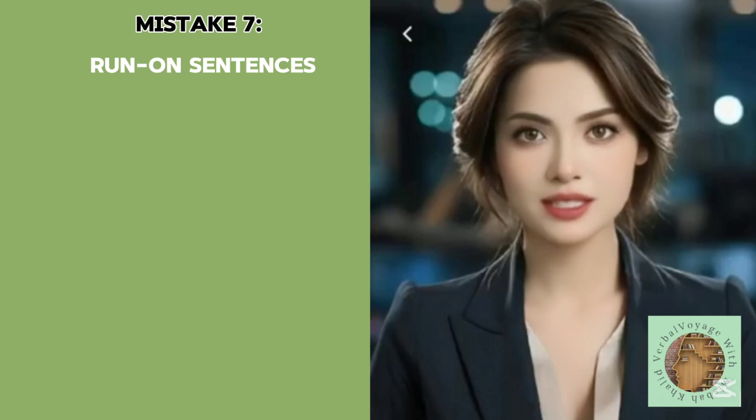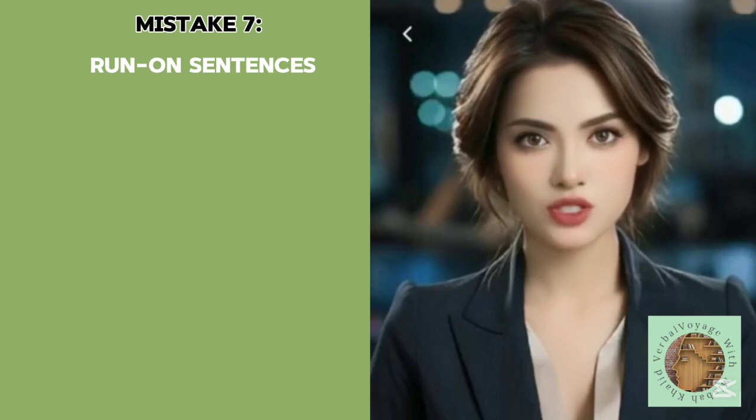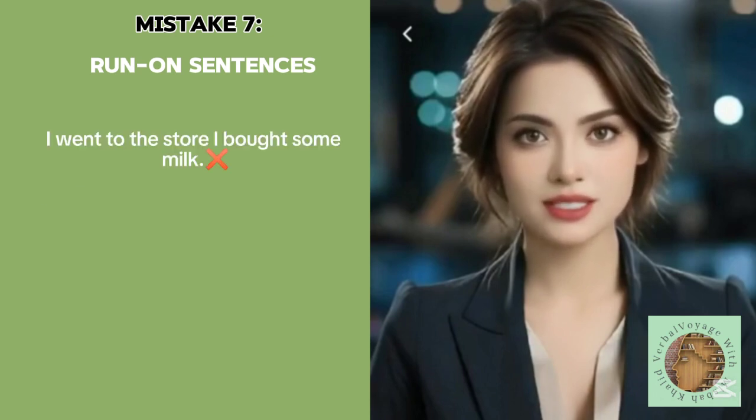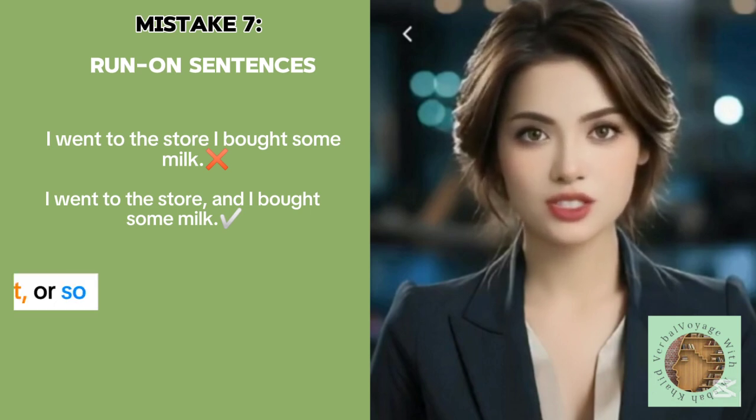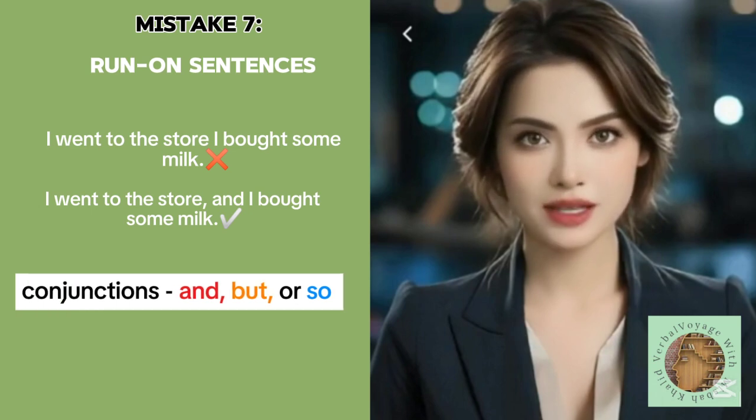A run-on sentence happens when two or more independent clauses, complete sentences, are joined without proper punctuation or conjunctions. For example, this is incorrect, this is correct. Tip to remember. Break long sentences into shorter ones or use conjunctions like and, but, or so to join ideas correctly.